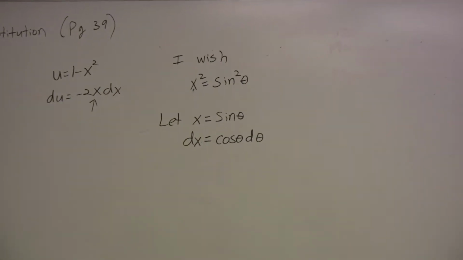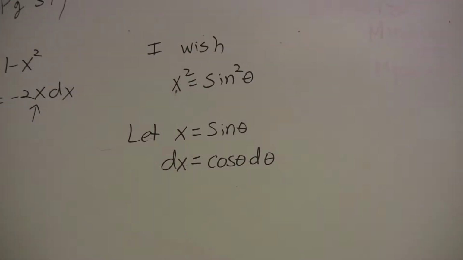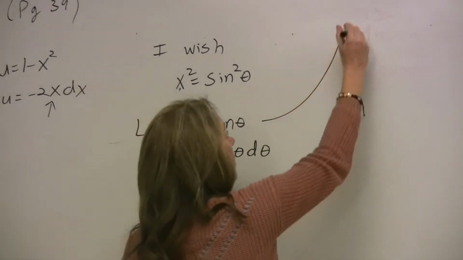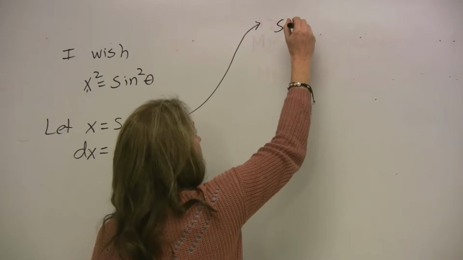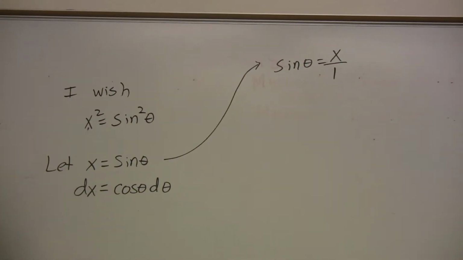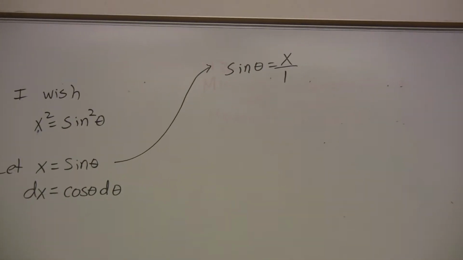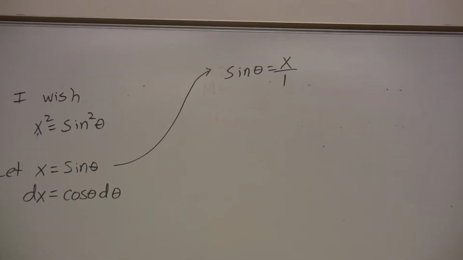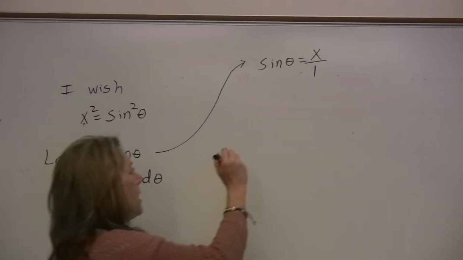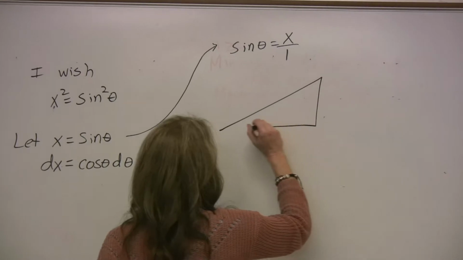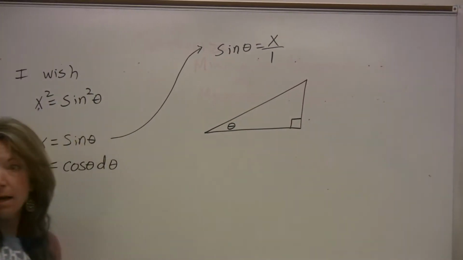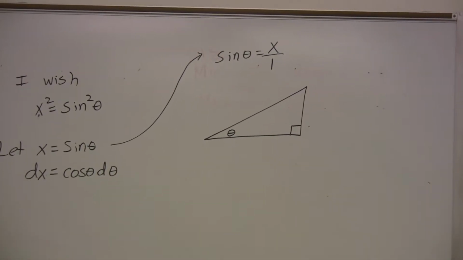Before I go any further, I'm going to show you what I mean by the triangle. If x equals sine theta, let's bring it over here. That means that sine theta is x over 1. Right? I just made it into a fraction. The reason I made it into a fraction is go back to your trig memory from before you met me. When you have a right triangle, let's say an angle right here, what is the sine of that angle, sine of theta?